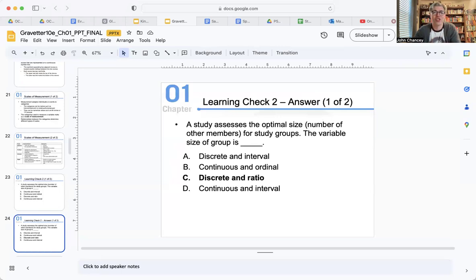Okay, here we go. It's discrete and ratio, the number of members for study groups. We have a discrete category and ratio in this case.